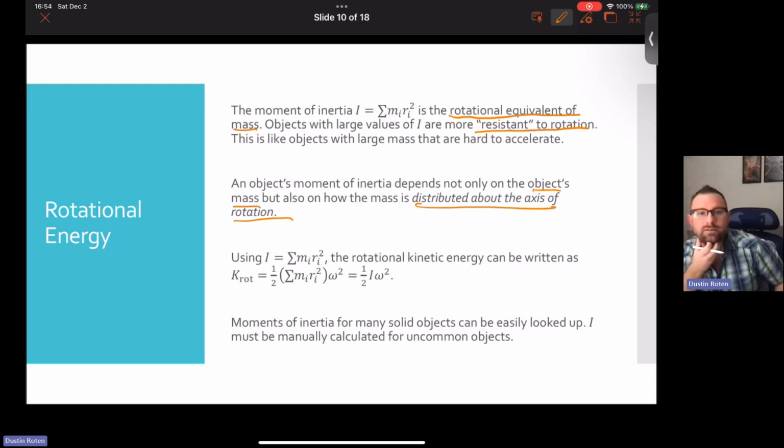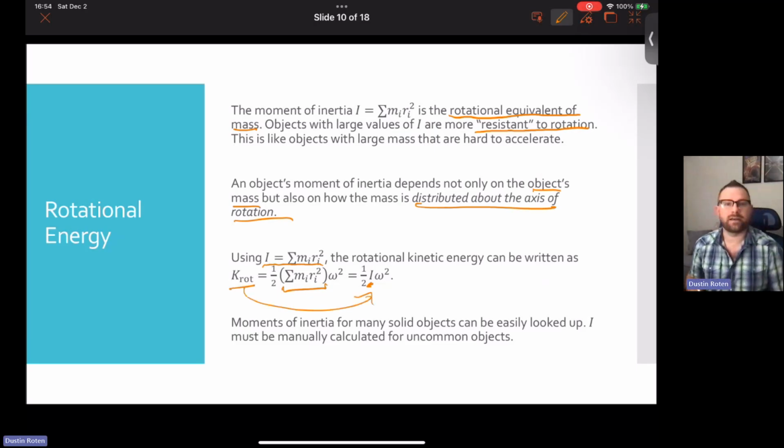So if we use the simple substitution and say, well, I is the moment of inertia, what we can do is rewrite the rotational kinetic energy, replace this with just I, okay? And then there is our rotational kinetic energy, 1/2 I omega squared. Okay, that's purely rotation, right? This object could be moving while it's rotating, and that's a whole different kettle of fish. Right now, we're just talking about the energy from rotation.